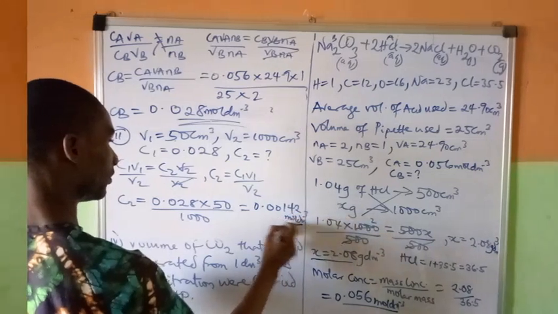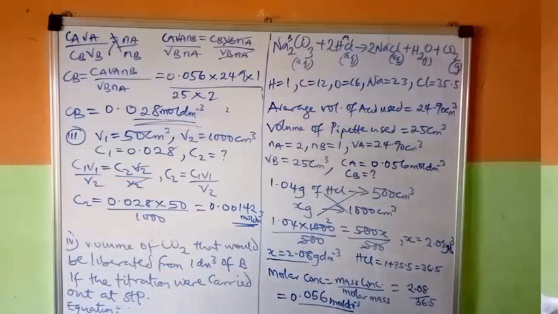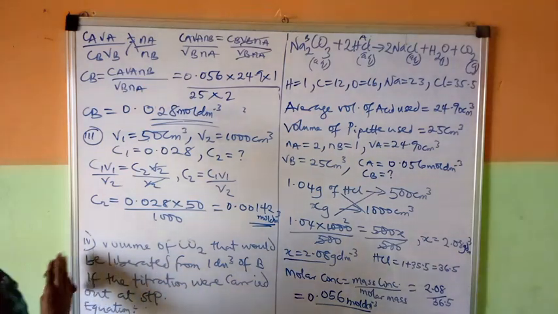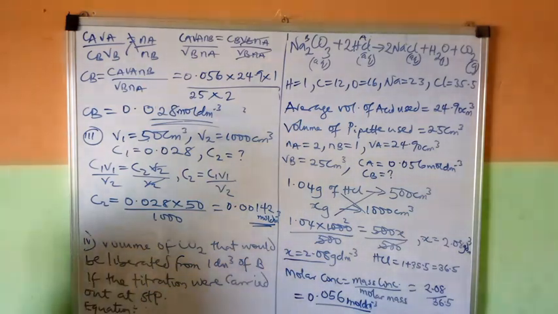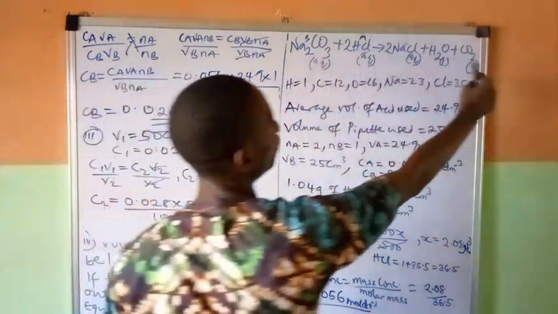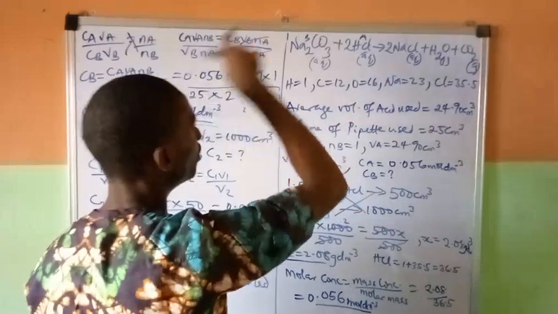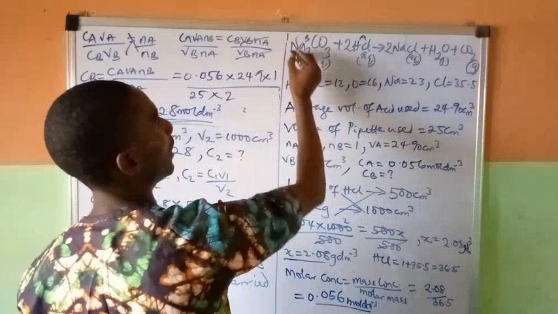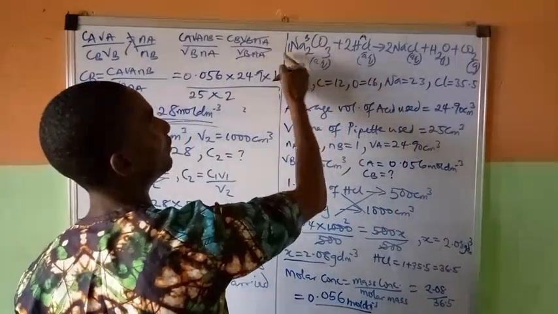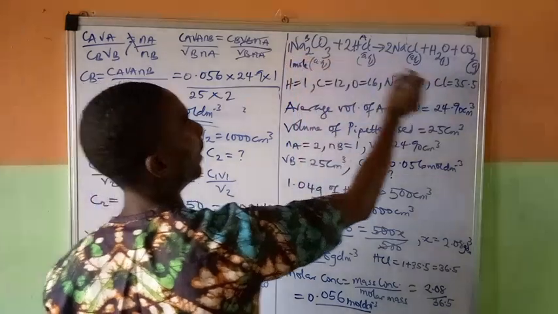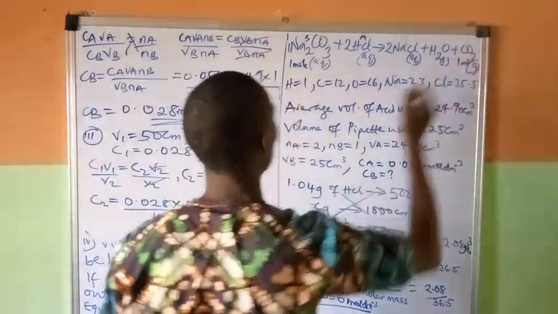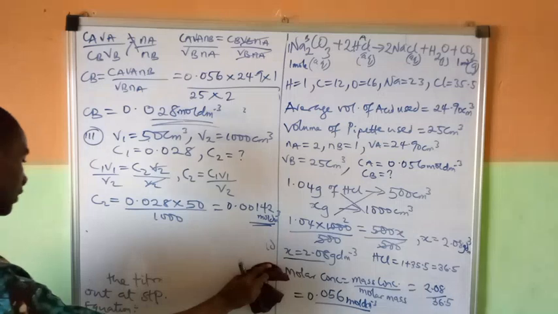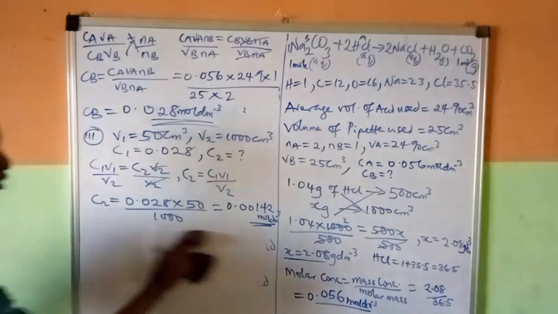The volume of CO2 that will be liberated from 1 dm cube of B if the titration were carried out at STP. So look at it. From the balanced equation, these are CO2. From this balanced equation, 1 mole of this liberates 1 mole of this. So can you see this is 1 here? 1 is invisible. So 1 mole here. How many CO2 do we have? It's also 1 mole.